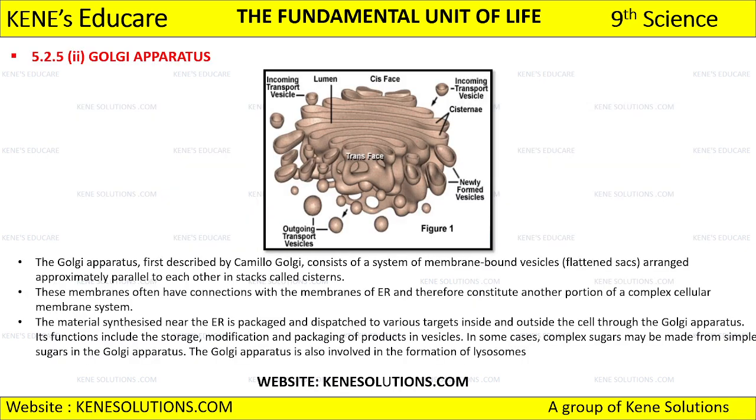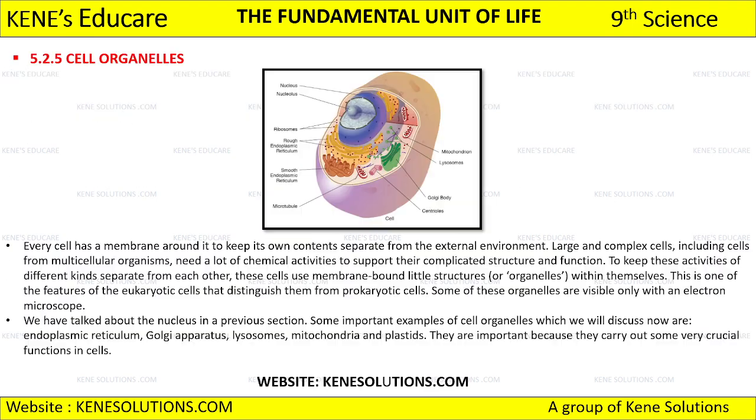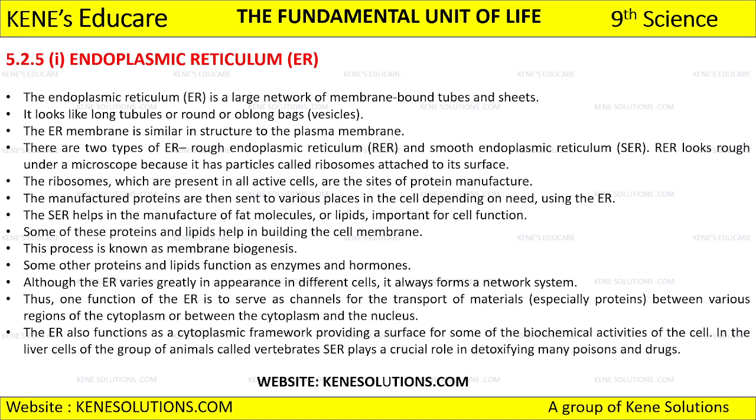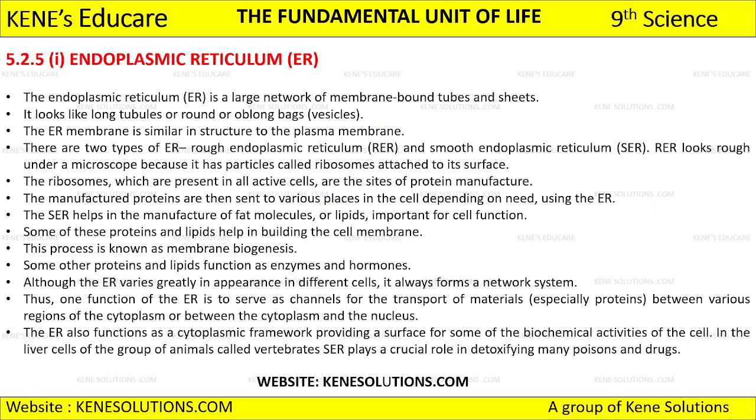So after this, the next thing that we need to discuss is about the Golgi apparatus. We'll discuss Golgi apparatus further, in the next part. But I hope whatever we discussed about endoplasmic reticulum and the cell organelles, every one of you is clear with it. We discussed endoplasmic reticulum, where we have two different types: smooth endoplasmic reticulum, and the other one is rough endoplasmic reticulum.